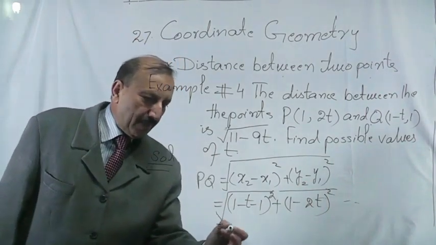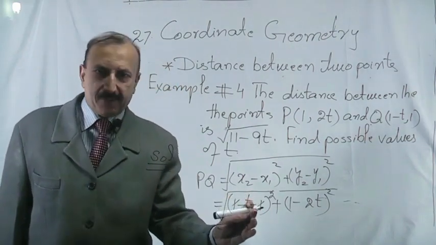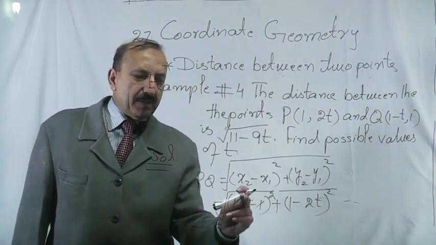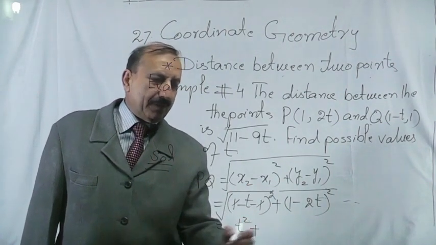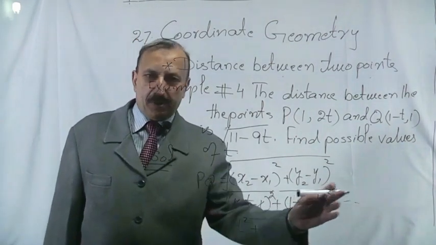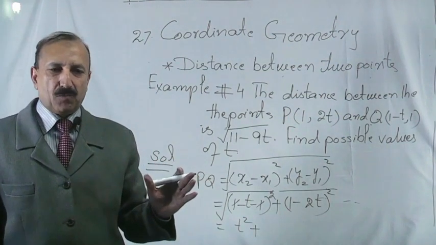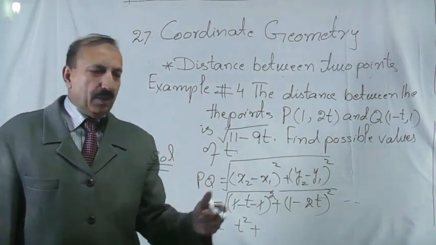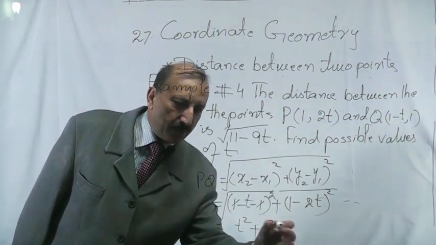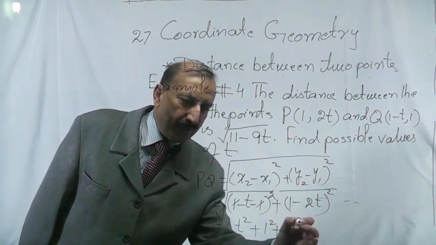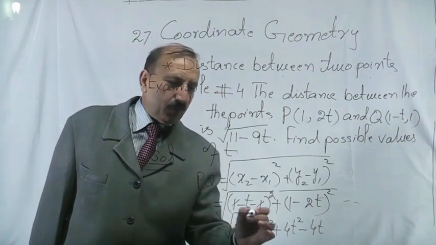Alright, let's simplify a little. This one can be cancelled with this one. This is a positive sign, this is a negative sign, they cancel, and minus t whole square, make it positive t square, plus here is (1 minus 2t) whole square. Let's expand using the expansion of a minus b whole square. So this is 1 square plus 4t square minus 4t, and again this is under the square root.